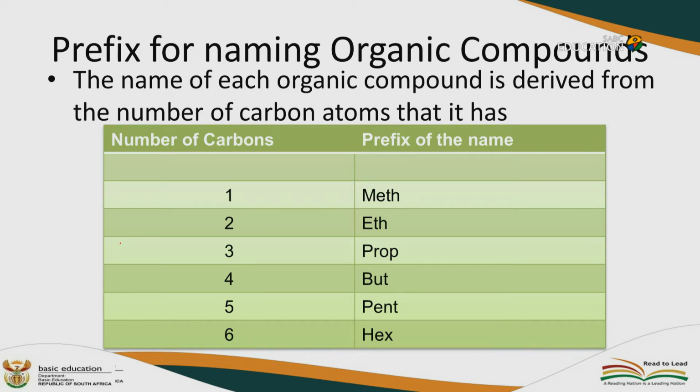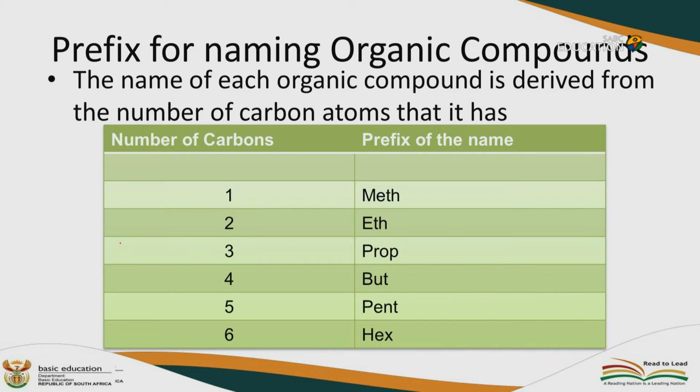Now, when we give the name of organic compounds, we're going to derive the name from the number of carbon atoms that it has. For example, if the longest carbon chain is 1 carbon, the prefix of the name will be meth, as indicated. So meth is for 1 carbon. You know that already we talked about the number of bonds around it, meaning that if it's 1 carbon, it must have 4 bonds around it.